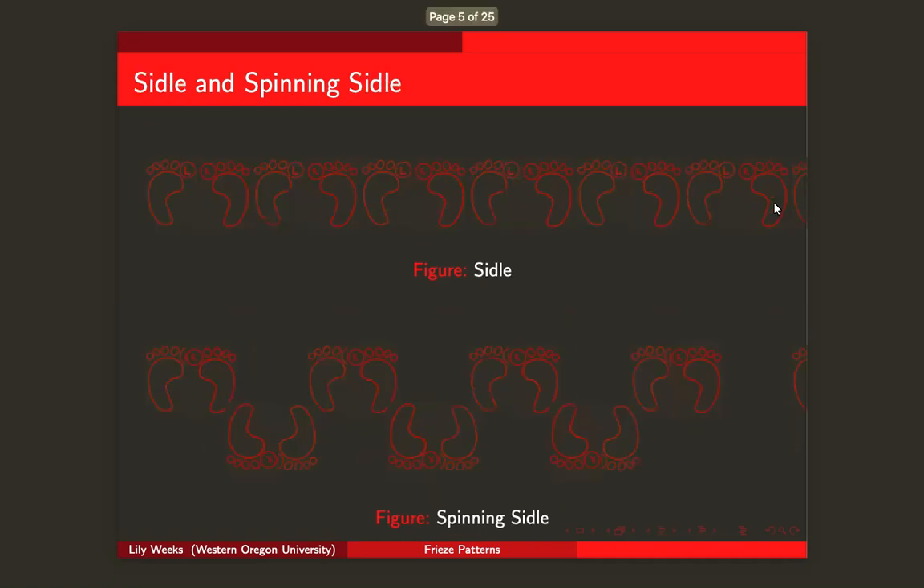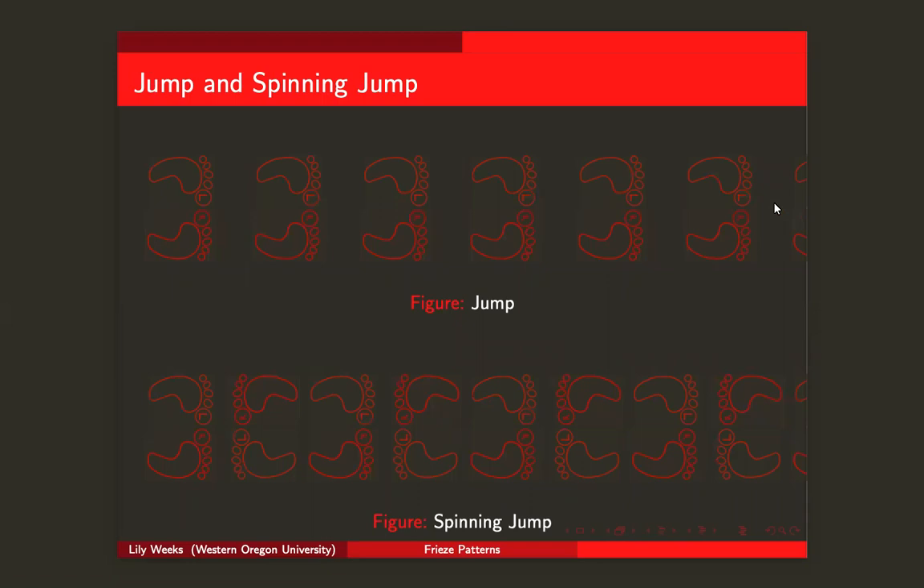We also see the sidle and the spinning sidle. These encompass reflections as well as rotations and translations. Lastly, we have the jump and the spinning jump. These 7 groups allow us to clearly characterize the different compositions of reflections, rotations, and translations in frieze patterns. But let's go back to math and numbers.